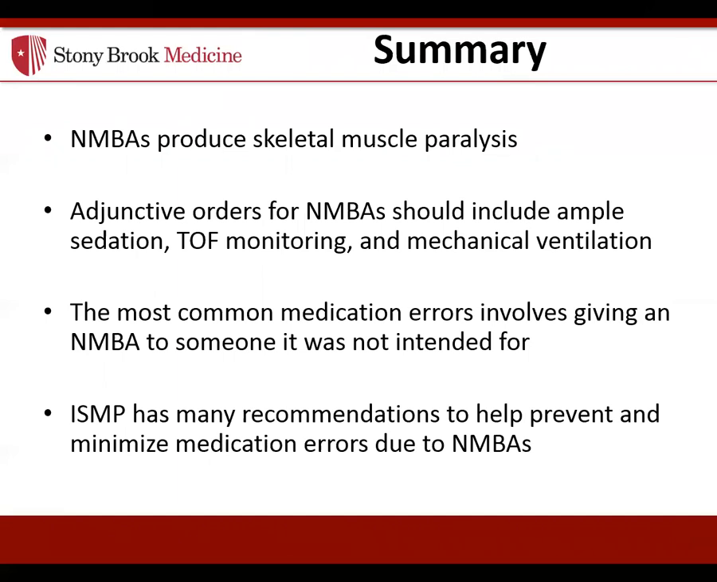Okay, so I know we talked about a lot of different things today, but just to summarize the key points, neuromuscular blockers produce skeletal muscle paralysis by acting on the receptors in the neuromuscular junction. Again, we have two different classes. We have depolarizing neuromuscular blockers and non-depolarizing neuromuscular blockers. Whenever a patient receives these medications, they should have ample sedation as well as mechanical ventilation because these medications may lead to respiratory arrest. Again, these medications are extremely high risk. However, ISMP has many strategies to help prevent errors with this medication class.